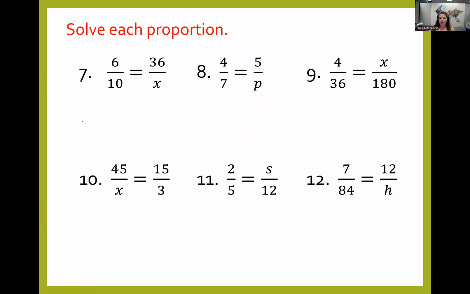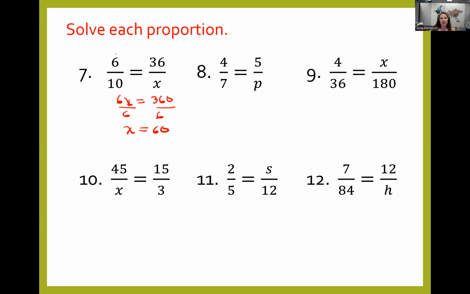All right, solve each proportion. So what we're going to do is cross multiply and then divide. So 6 times x is 6x. 10 times 36 is 360. To solve for x, we're going to divide both sides by 6. So x is equal to, what would that be? 60.